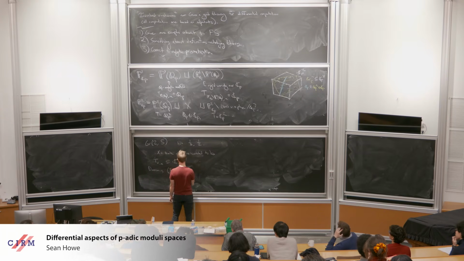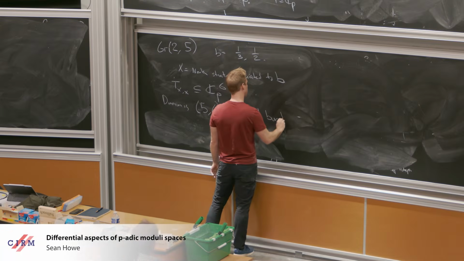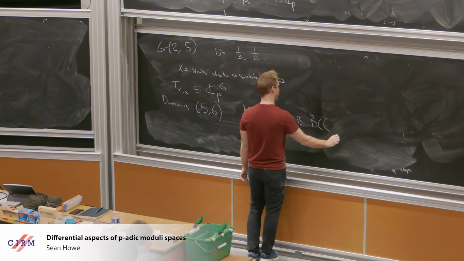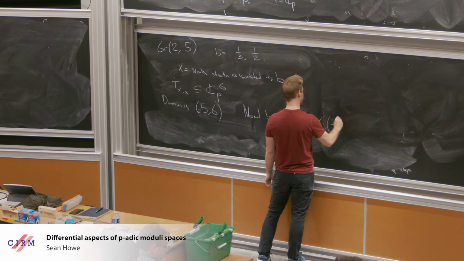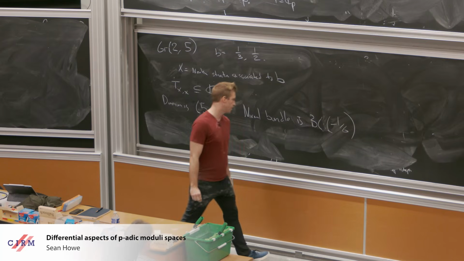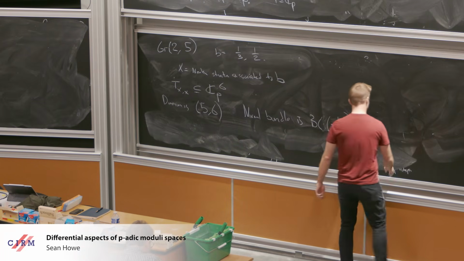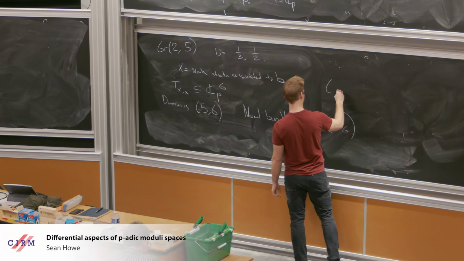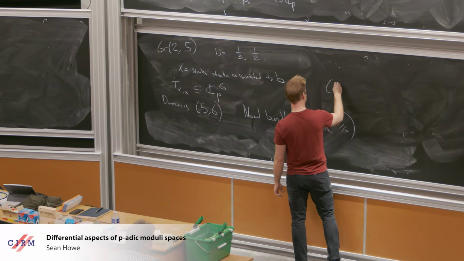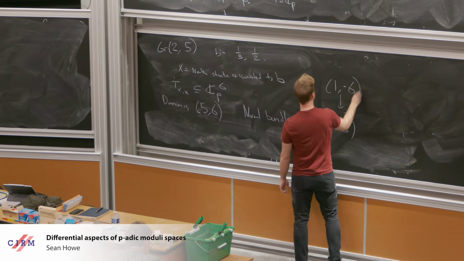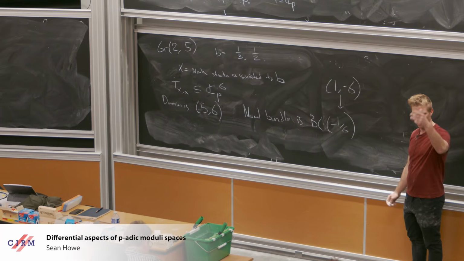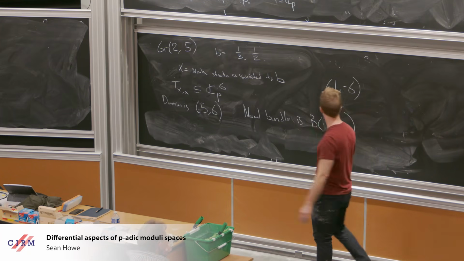I can tell you something else. I can tell you the normal bundle is just BC of, well, something called BC of minus 1/6. So this is a Banach-Colmez space. So this has CP dimension 1, and then QP dimension minus 6. So that's the kind of thing that can happen with Banach-Colmez spaces: one part of the dimension can be negative.